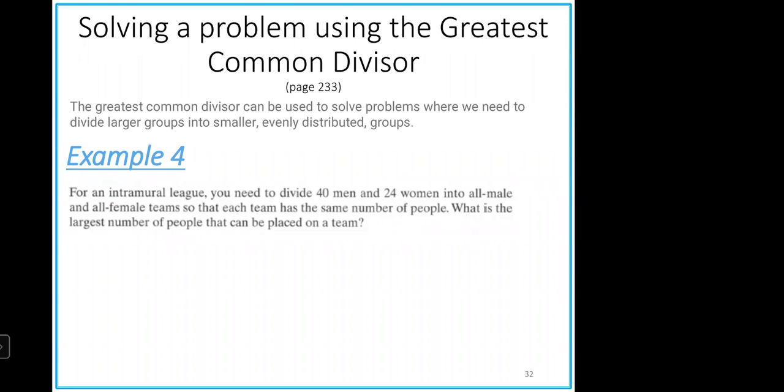Now, something like this, you should be able to look at it and figure it out. Anybody could just look at 40 and 24 and tell me what is the greatest common divisor? 4. No, 8. Okay, yeah, 8. So sometimes you can mentally work out a problem like this by just looking at the numbers, especially if the numbers are fairly small, and figure out what number is the largest number that can divide both.